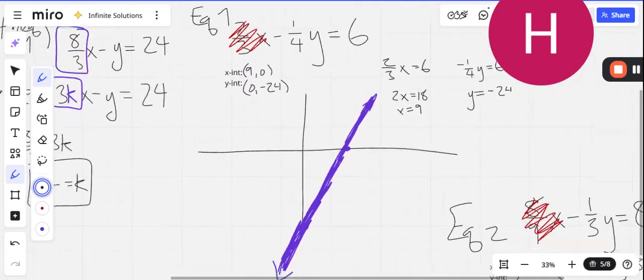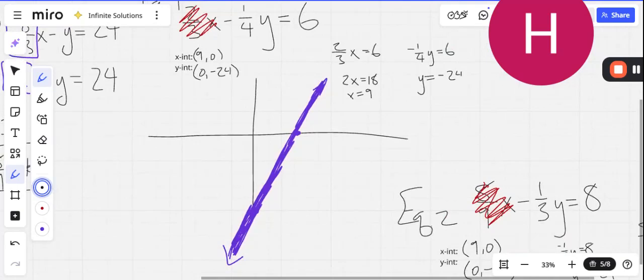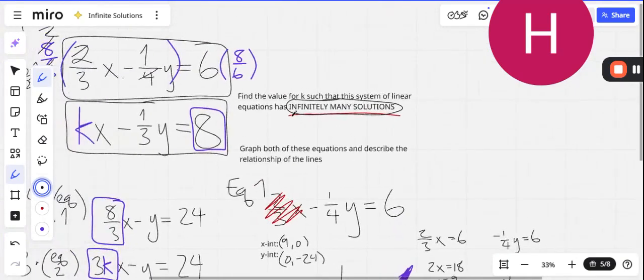All right, I think that's enough blab out of me. I hope you got something out of this problem and reminded yourself that if a system of linear equations has infinitely many solutions, then those graphs represent the same line. And that means that the equations are essentially the same. They might just differ by being multiplied by some constant.